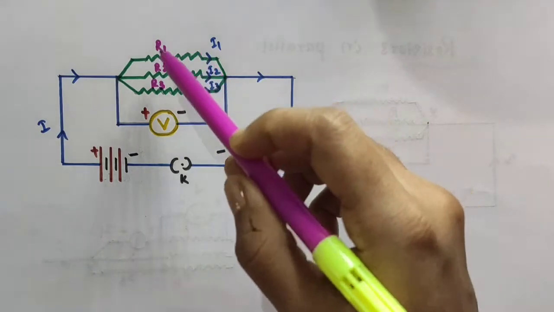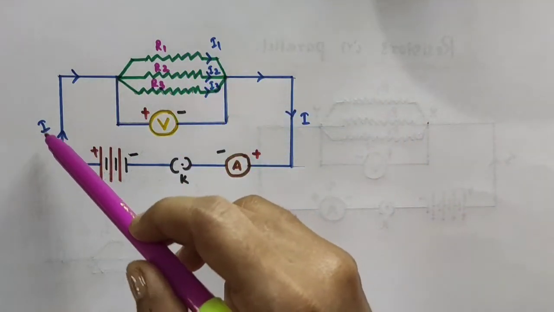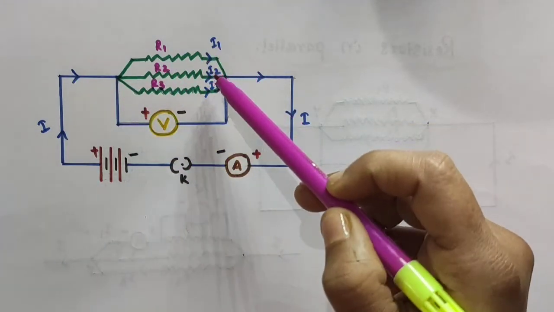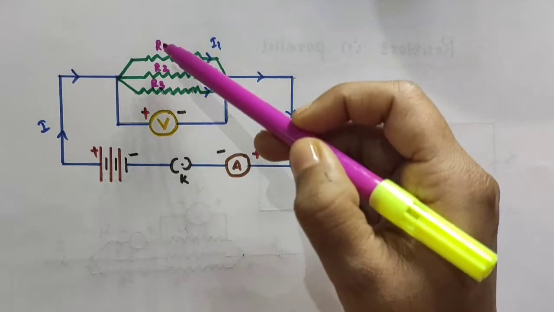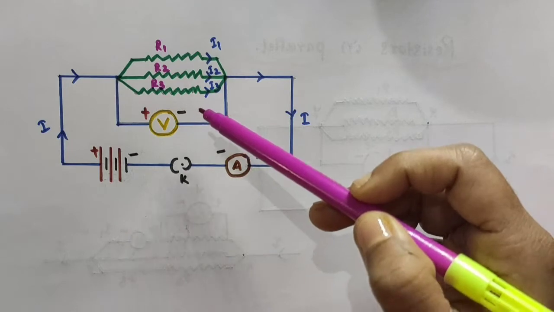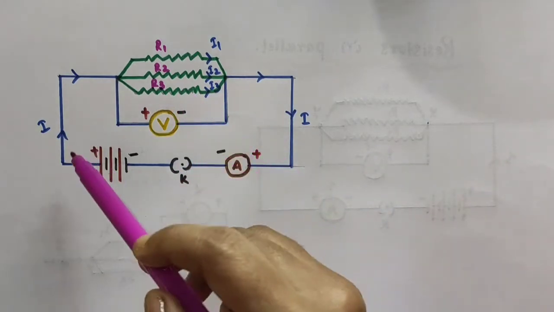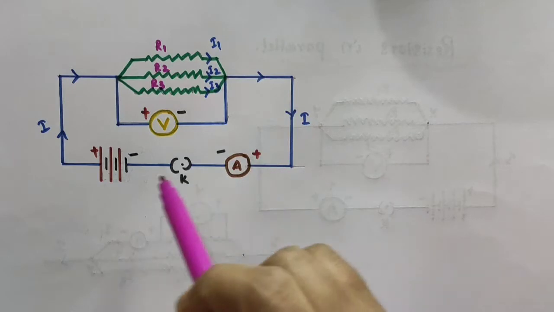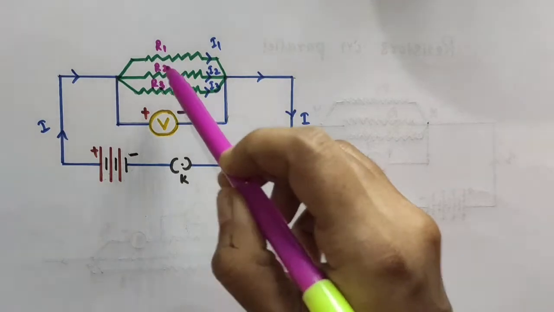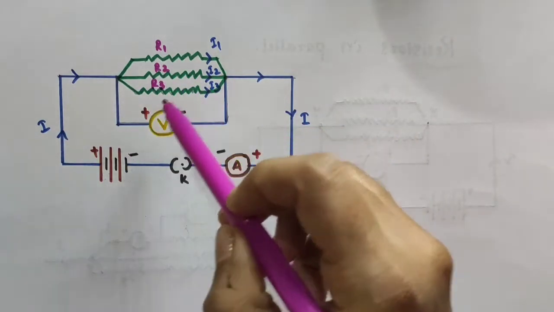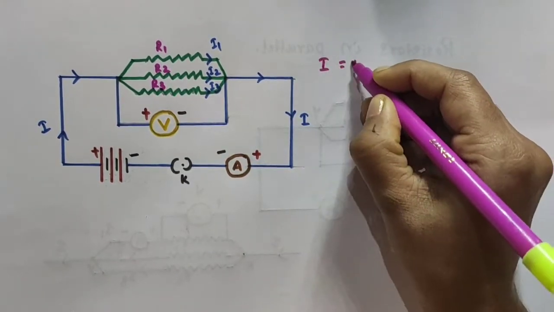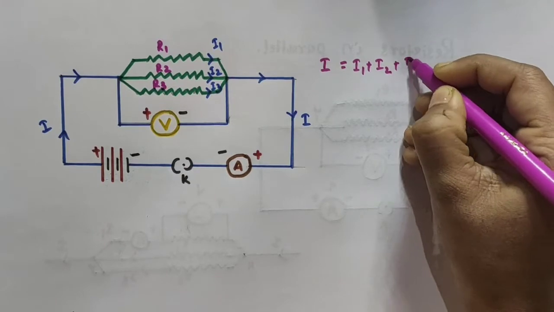So, in a parallel combination of resistors, the current I flowing from the source gets divided into I1, I2 and I3 amongst the three resistors R1, R2 and R3 respectively. It is observed that the total current I flowing through the whole circuit is equal to the sum of the separate currents through each branch of the combination. That is, we can write the total current I is equal to I1 plus I2 plus I3.